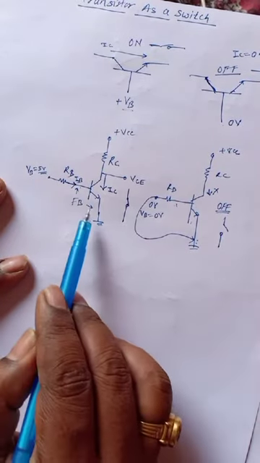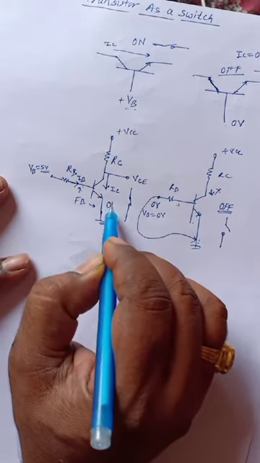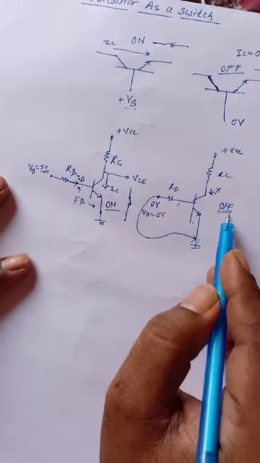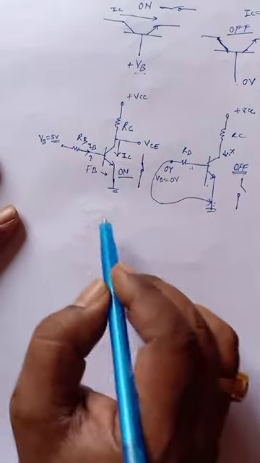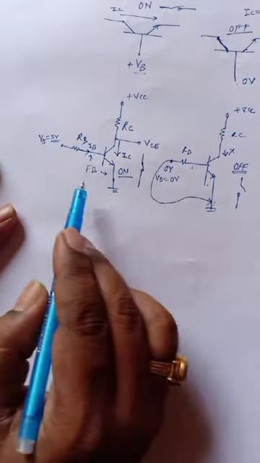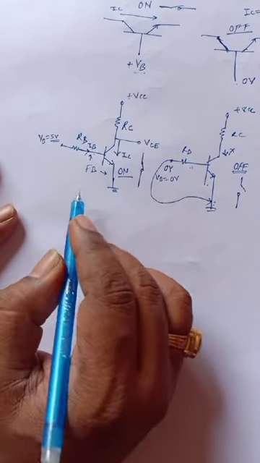So it is a switching action. When it is in on state, it acts like a closed switch. When it is in off state, it acts like an open switch. Okay, so this is just an explanation. So we know the output voltage VCE.